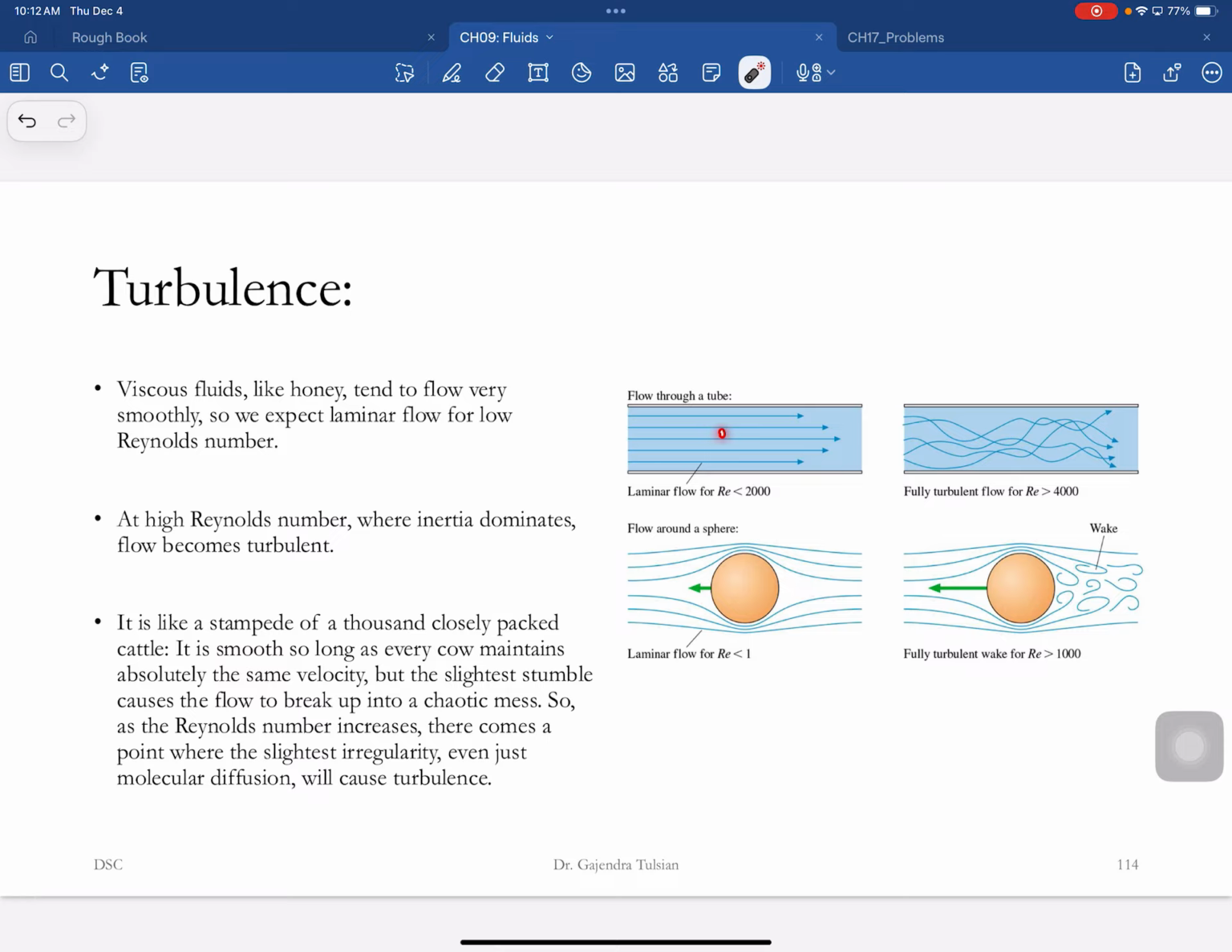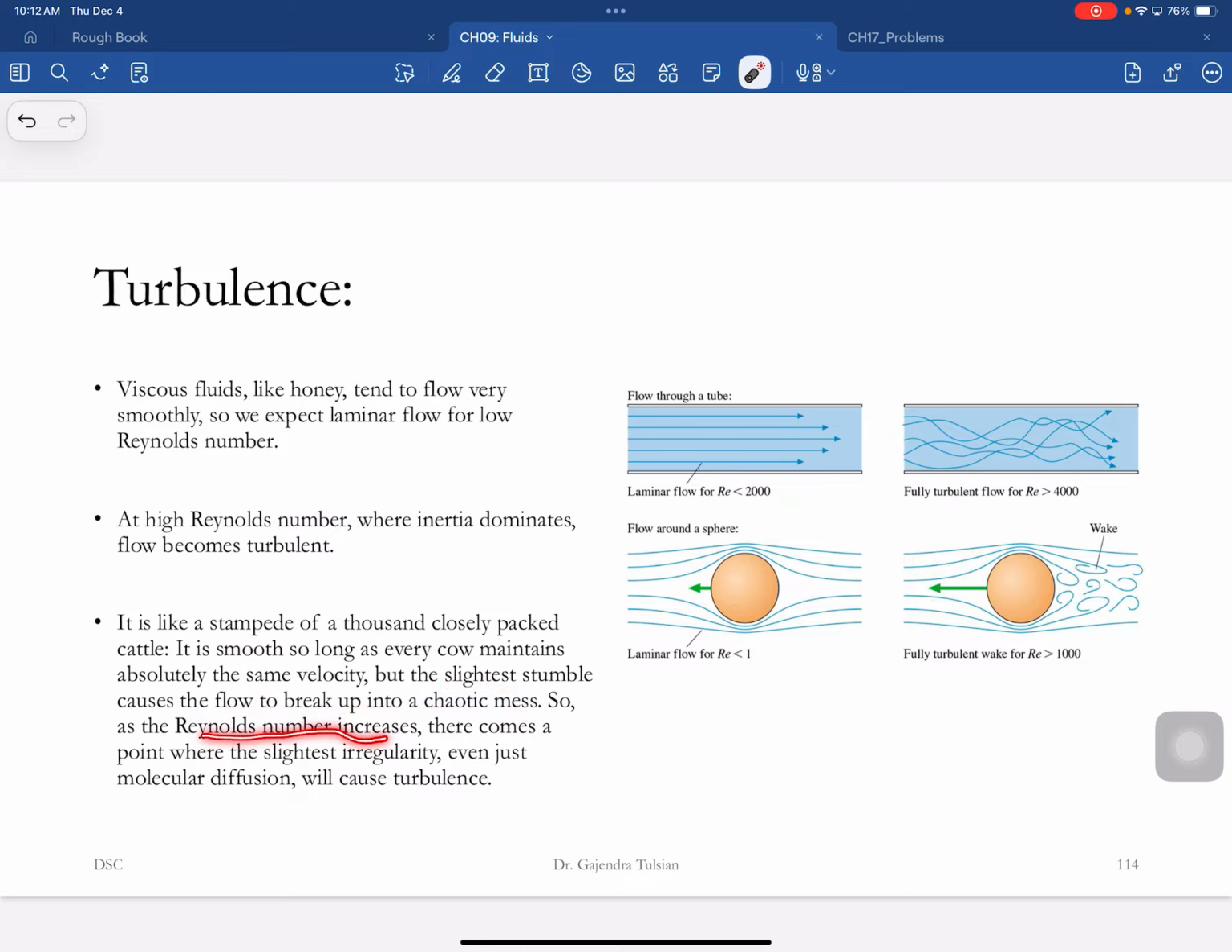So here's how you think about this. How do you transition from laminar to turbulent flow? Think of laminar flow like a stampede of 1,000 closely packed cattle. It is smooth so long as every cow maintains absolutely the same velocity. Imagine you're trying to get a whole bunch of cattle into a pen. Every cow maintains the same velocity, but the slightest stumble causes the flow to break up into a chaotic mess.